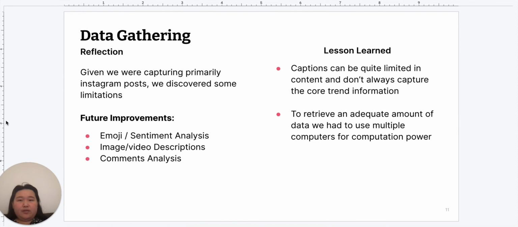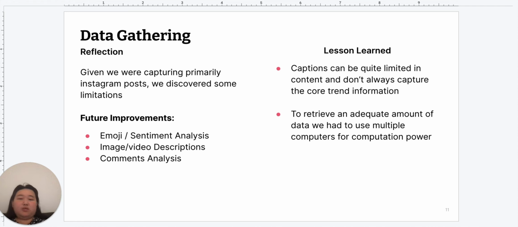Okay, so for data gathering, we were capturing primarily Instagram posts using InstaLoader, and we discovered some limitations. Given Instagram is a post-based or video-based platform, a lot of the content is actually in the image or the video. Given we were only getting the captions and the hashtags, a lot of the information in the core trend sometimes wasn't captured. And so to retrieve an adequate amount of data, we had to make up for it in volume. And for that, we had to use multiple computers for computation power.